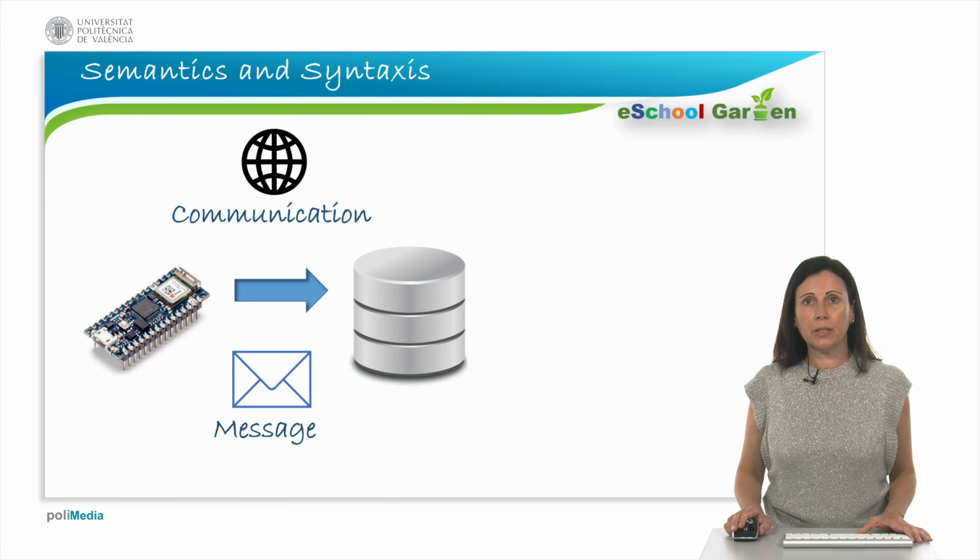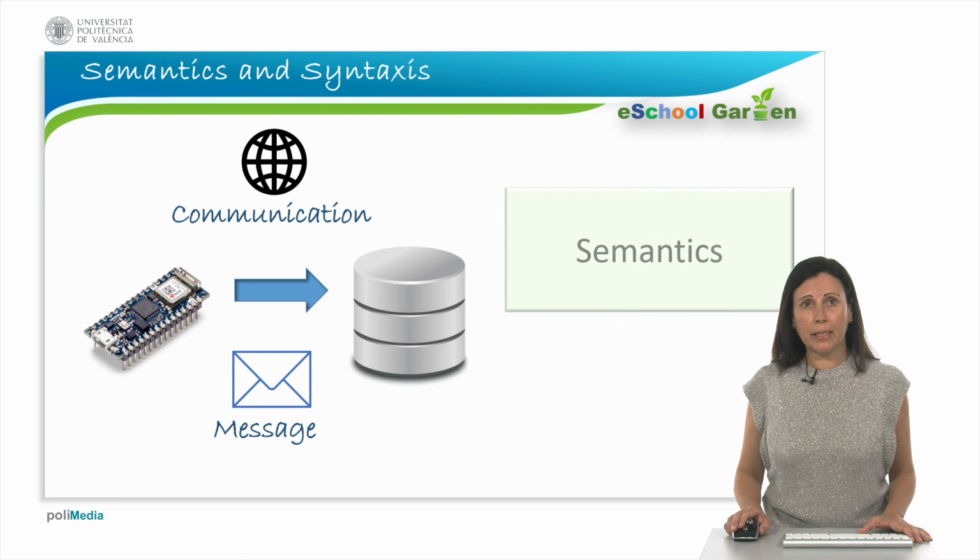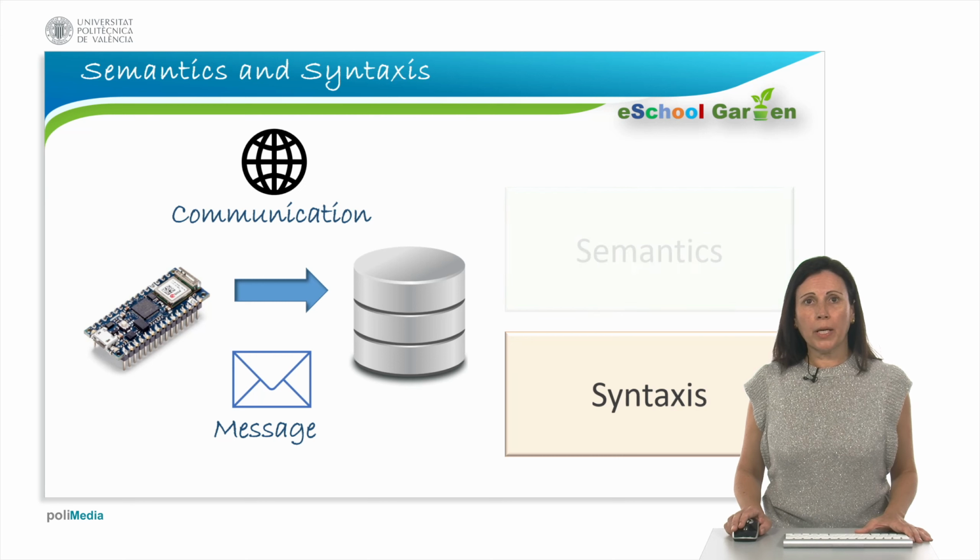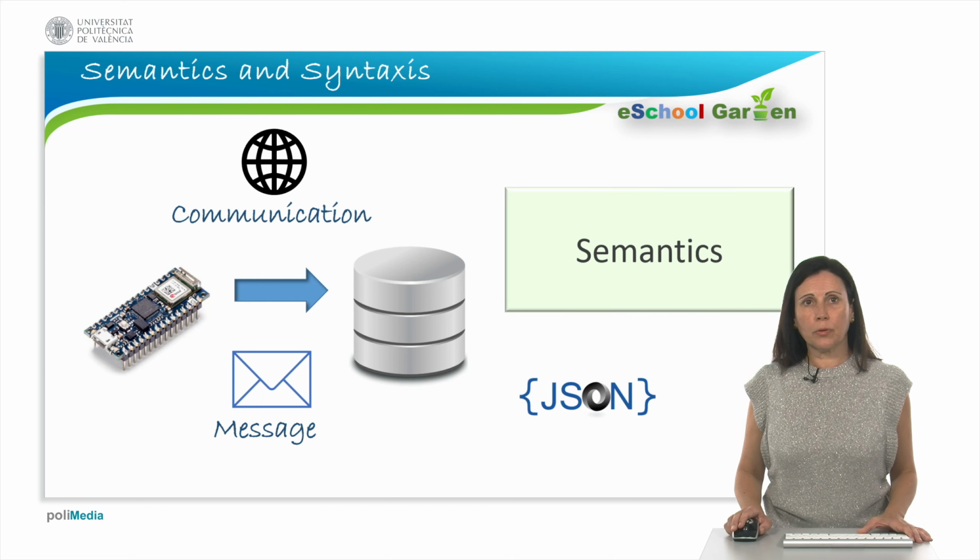Finally, communication itself involves two important issues: semantics and syntaxis. Semantics is the way of describing the information inside a message, and syntaxis is the format of the message, for example, JSON or XML.